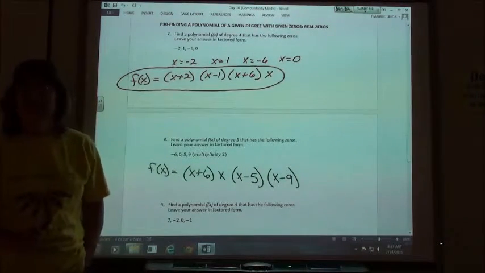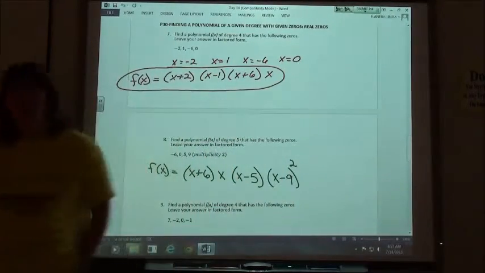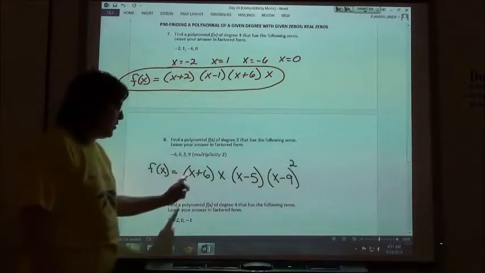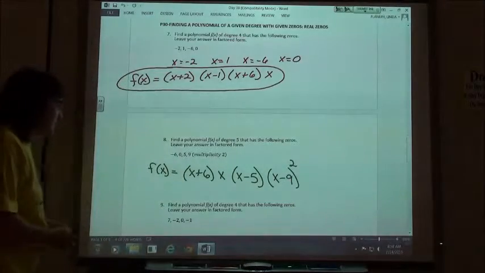Sort of. It's going to be squared. Means I have that factor twice. Or I could write a second x minus 9. So I have 1, 2, 3, 4, 5, because that one occurs twice.